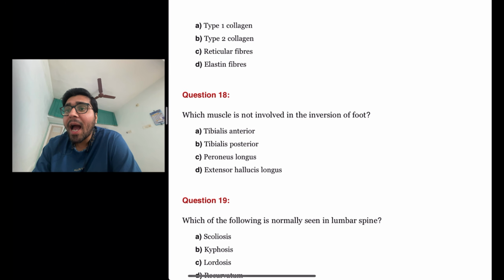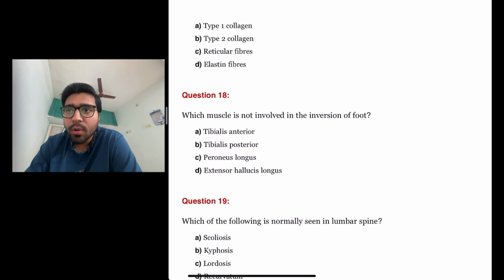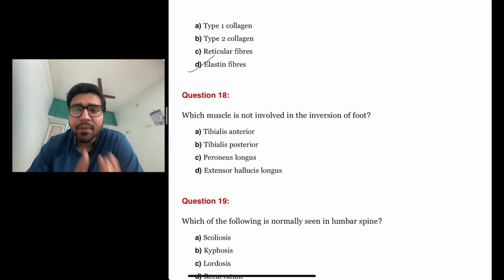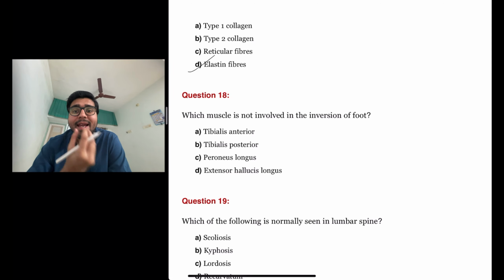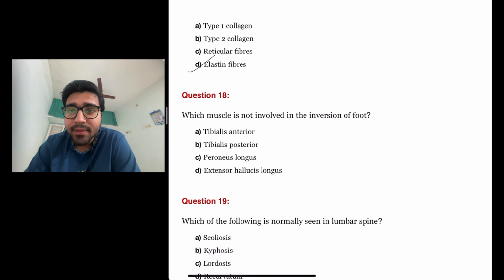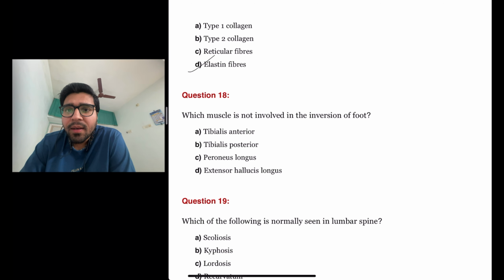Ligamentum flavum has a high level of which of these: type 1 collagen, type 2 collagen, reticular fiber, elastin fiber. This is a simple, straightforward, directly factual based question. Ligaments have the highest amount of elastin fibers compared with anything else. Type 1 collagen is mostly in bones. Type 2 collagen is in cartilages. Reticular fibers are present in reticuloendothelial tissues and different soft tissue structures. But elastin fiber is at its maximum level in ligamentum flavum.